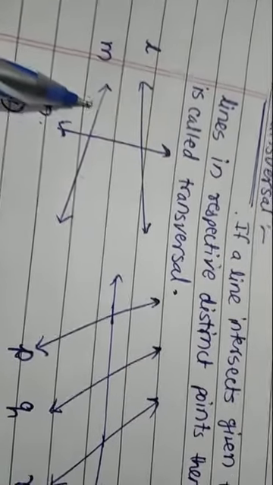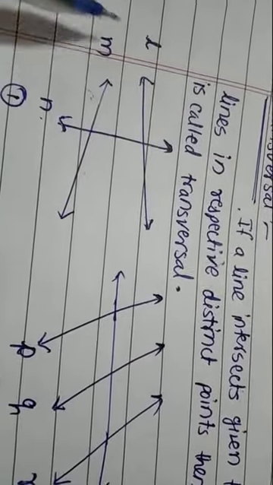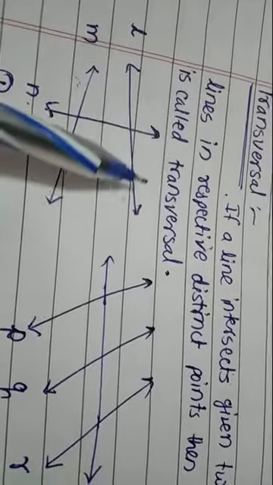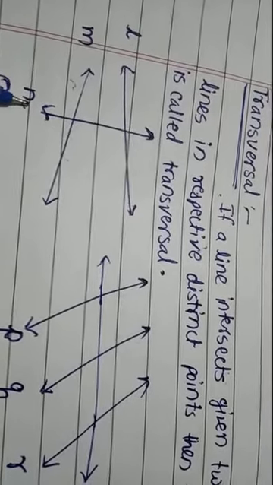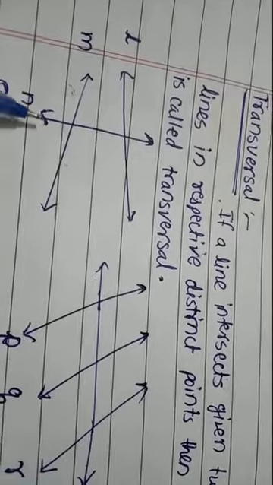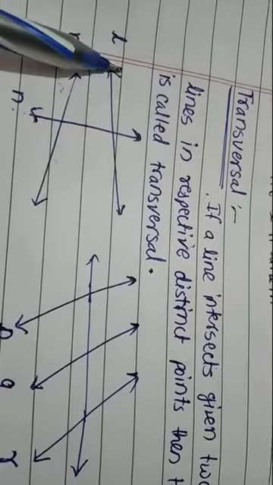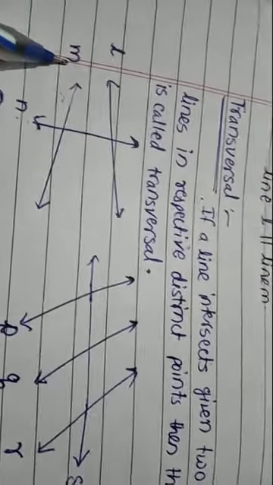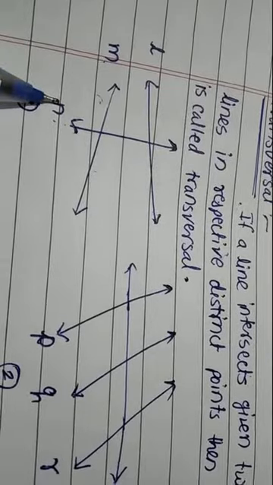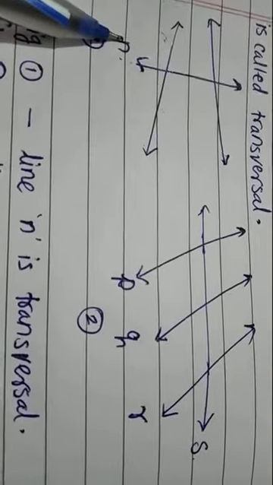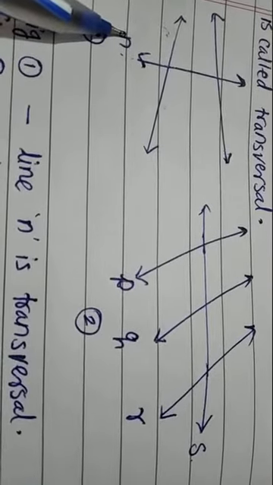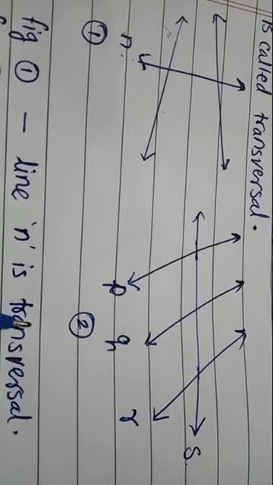Okay, so here I have drawn two types of figures. In this figure, line L and line M are intersected by the line N. So here line N intersects the L and M lines. So that's why line N is called the transversal. Line N is the transversal.